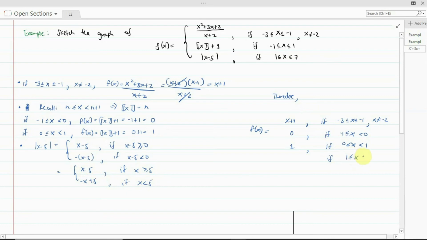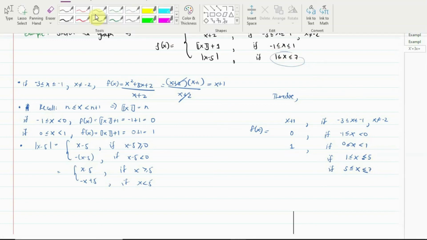So, that will have two more possible restrictions or conditions. First, there's no equal sign here. So, if x is greater than or equal to 1 but less than 5, or if x is greater than or equal to 5 but less than or equal to 7. So, this x between 1 and 7, we just split into these two.